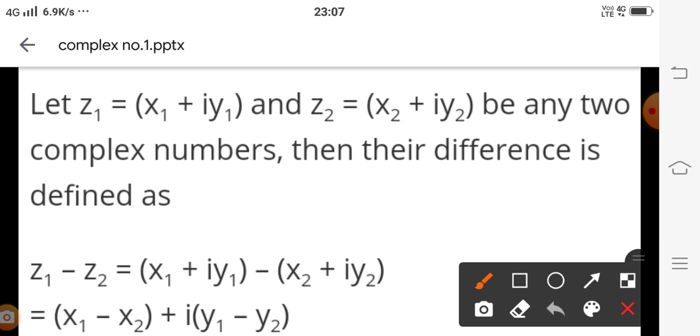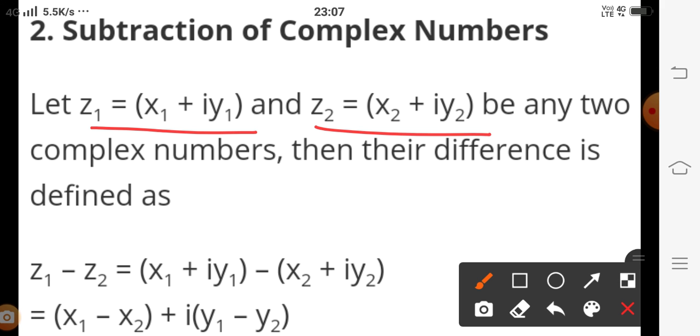Then the subtraction. If you take the complex numbers z1 and z2, then their difference is z1 minus z2. The real part is subtracted from the real part and the imaginary part is subtracted from the imaginary part, so we get x1 minus x2 plus i, taking common, y1 minus y2.